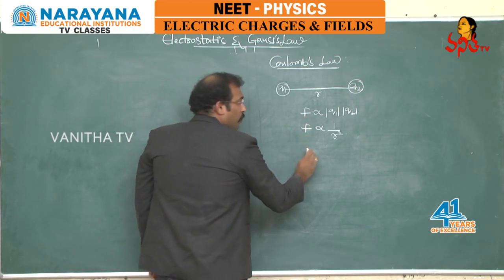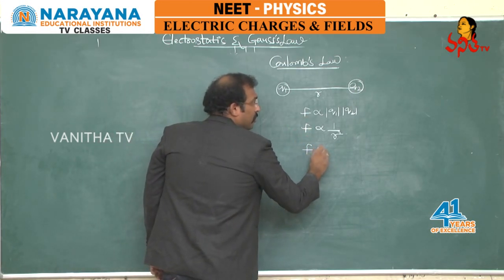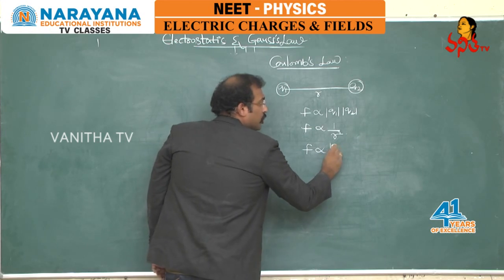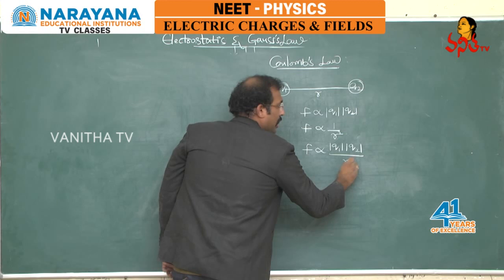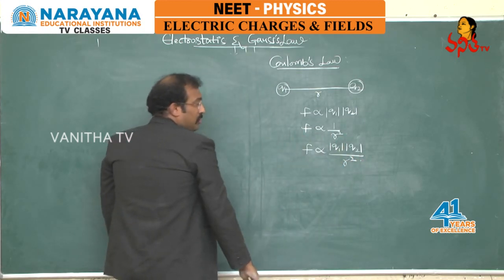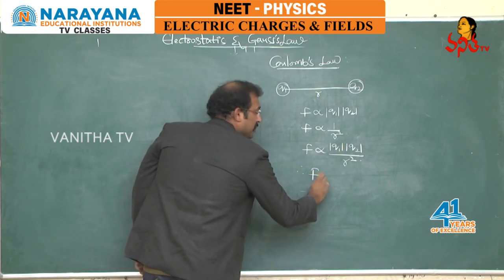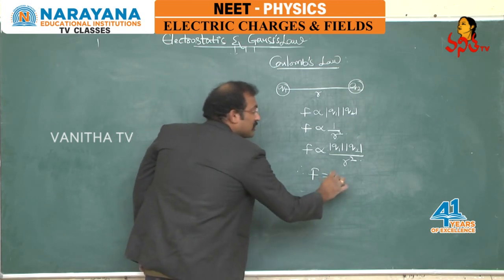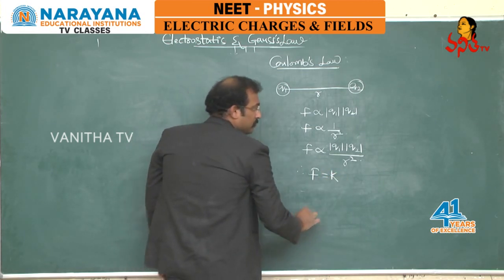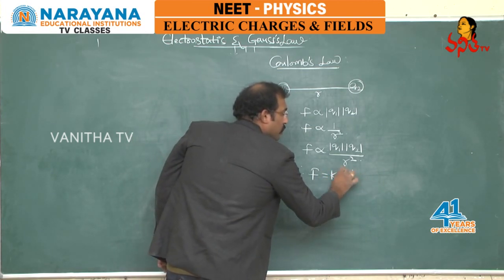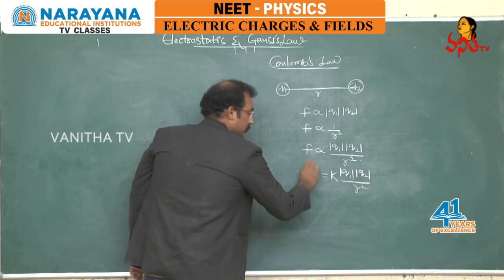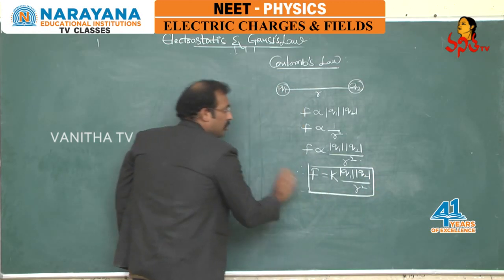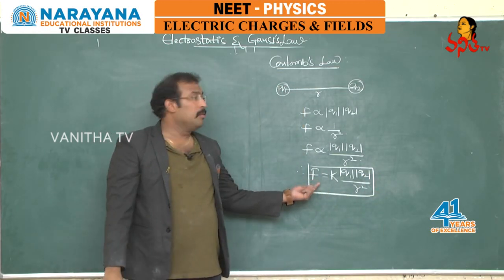From this we can write F is proportional to modulus of Q1 and modulus of Q2 by r square. Therefore F is equal to, introducing a constant K, modulus of Q1 modulus of Q2 by r square. So this is Coulomb's law.